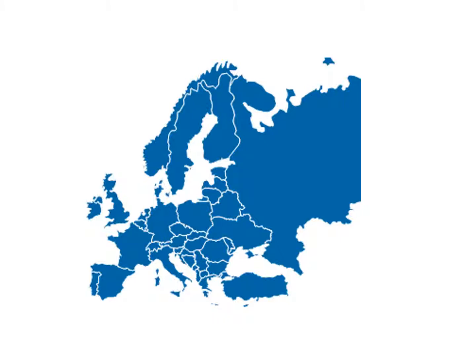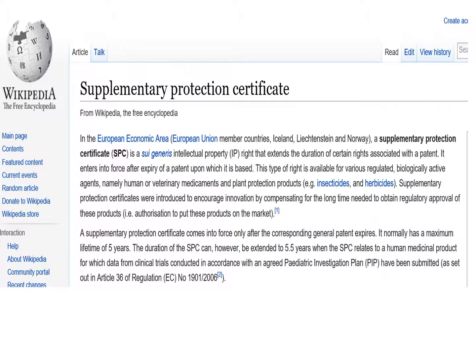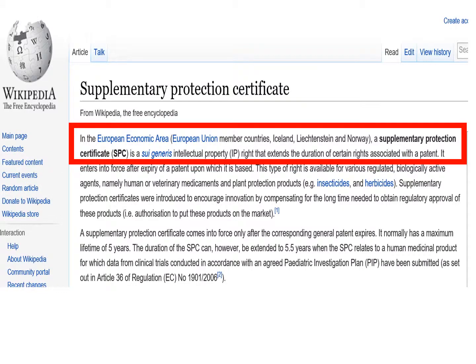Now, this isn't something that we talk about in our class, but it's something really well known. Indeed, my friend Wikipedia has a page on it. It's called Supplementary Protection Certificates, SPCs, and Wikipedia tells you basically what you need to know. In Europe, there's a Supplementary Protection Certificate, an SPC. It's a sui generis, that means it's kind of on top of regular patent rights, that extends the duration of certain rights associated with a patent.